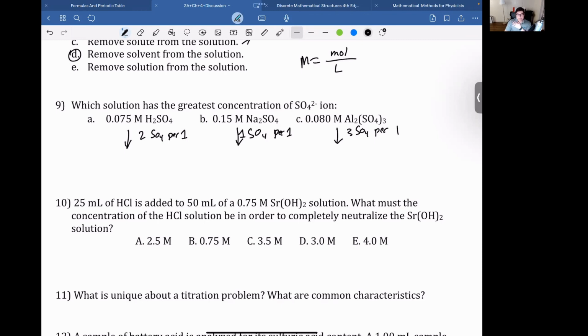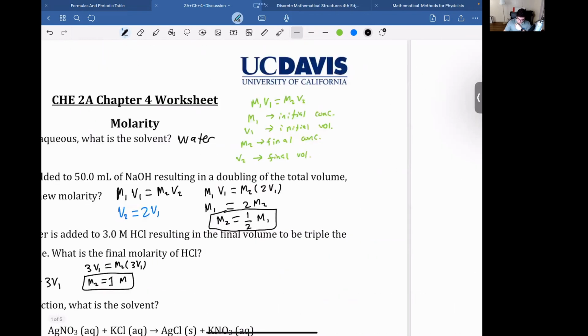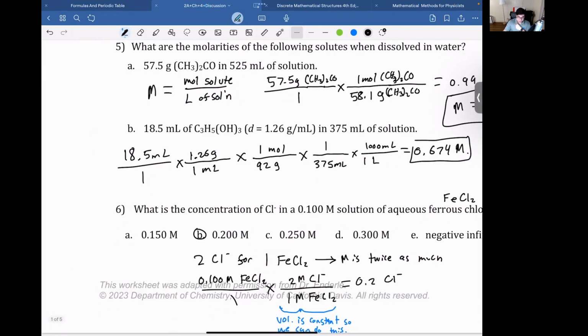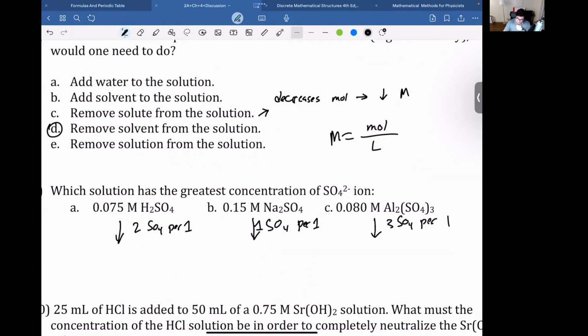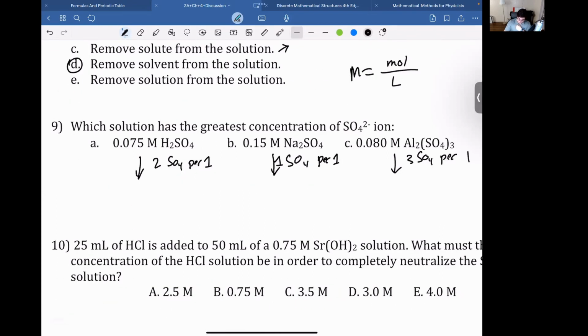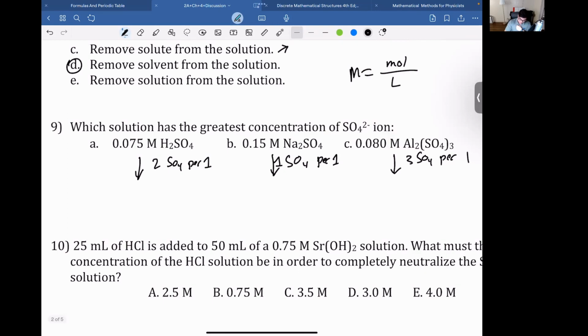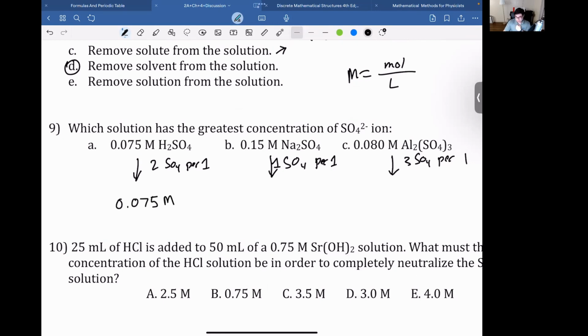Just like we did before, we're going to go ahead and relate molarity, just as I think we did number 5 or something, number 6, right? Where we're just going to multiply by the molarity of the molecule. So the molarity of the molecule for A is going to be 0.075 molar. Oh, why did I put 2 here? Sorry, that's totally wrong. That should be a 1. There's only 1 here. So that's 0.075. This is 0.15 molar of sulfate.